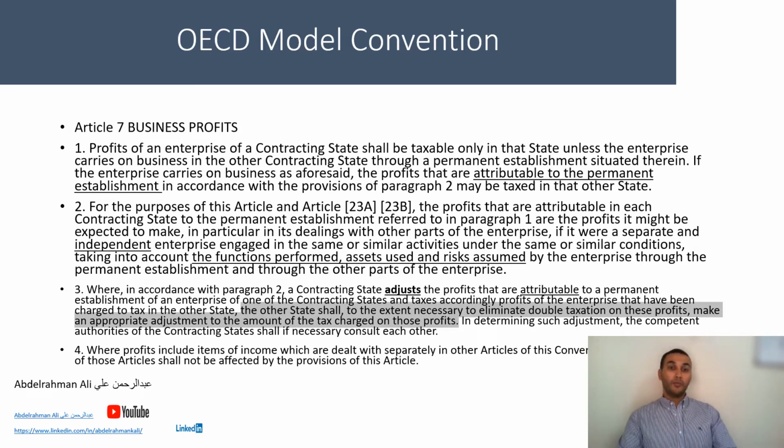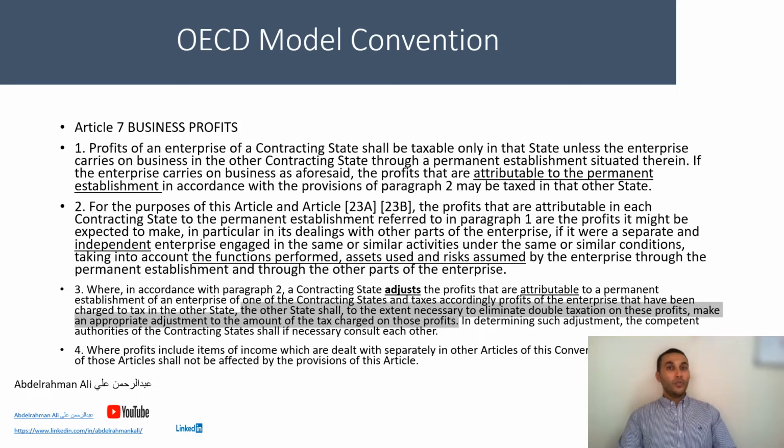So the profits that are attributable in each contracting state to the PE, as referred to in paragraph 1, are the profits it might be expected to make, in particular in its dealings with the other parts of the enterprise, if it were a separate and independent enterprise. This is the definition of dealings at arm's length. It's the separate and independent entity approach. Keep this in mind: an enterprise engaged in the same or similar activities under the same or similar conditions.